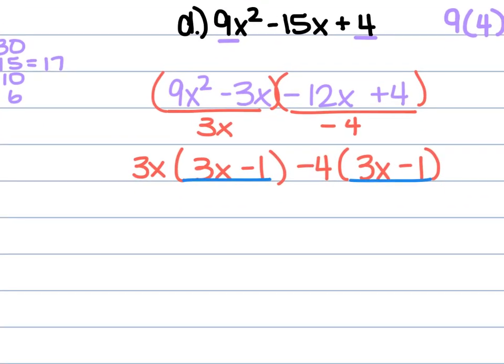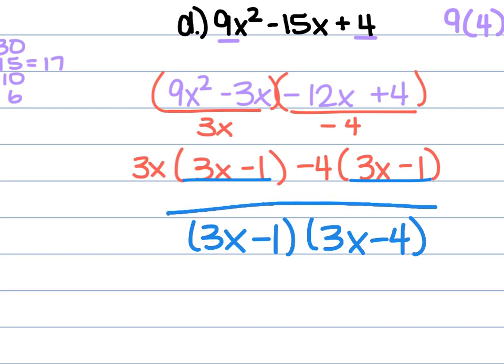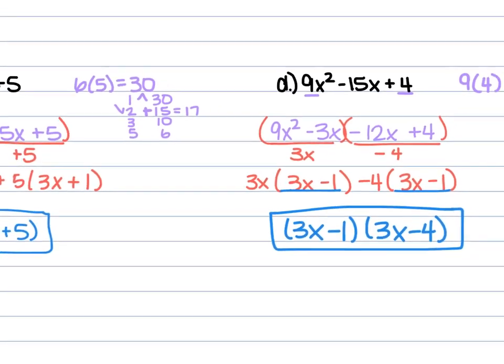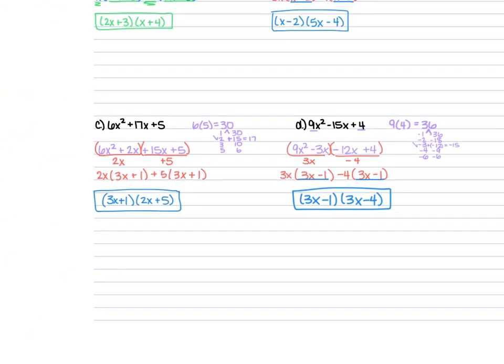We're going to rewrite one of them and then make another set of parentheses with a 3x minus 4. So we have 3x minus 1 times 3x minus 4. And this is our solution here because we can't factor either of those parentheses any further.